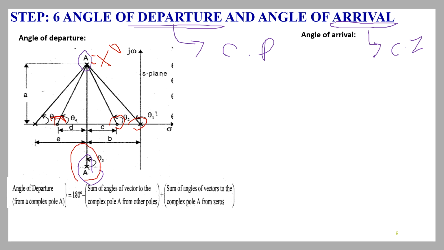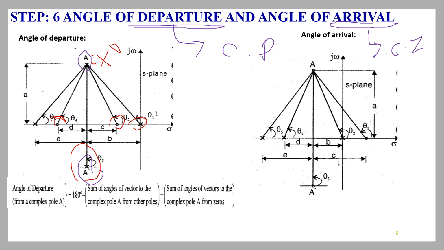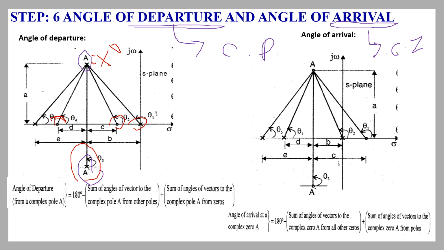The same procedure is for angle of arrival. You need to connect all the poles and zeros to the complex zero. A and A star are the complex zeros. The procedure is the same. The formula is 180 degrees minus the sum of angles of vectors to the complex zero A from all other zeros, plus the sum of angles of vectors to the complex zero A from the poles. So the usual procedure for angle of departure and angle of arrival, we need to calculate when you have complex poles and complex zeros, or else you can skip this step.